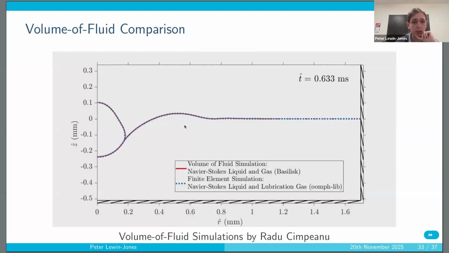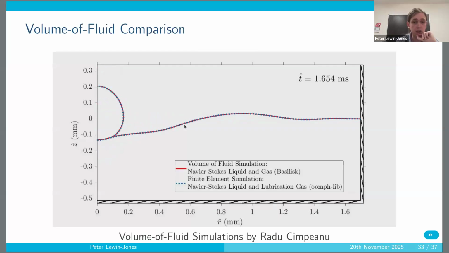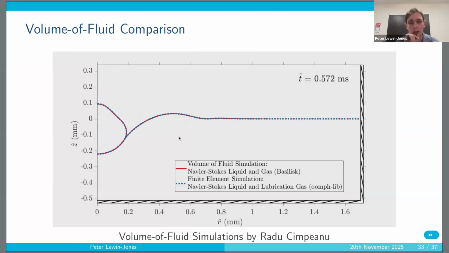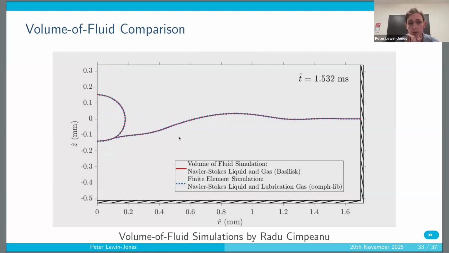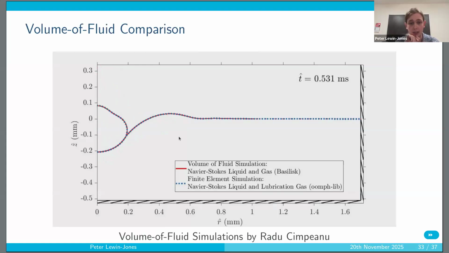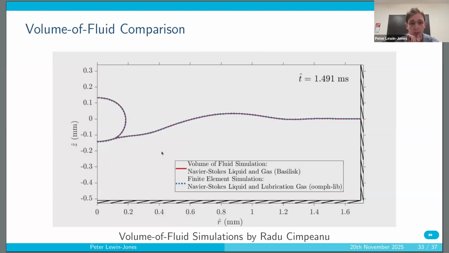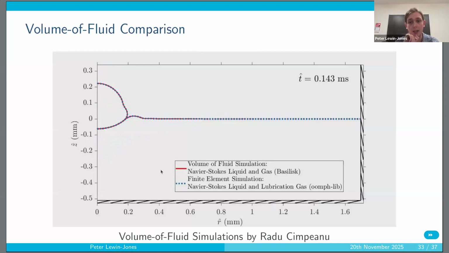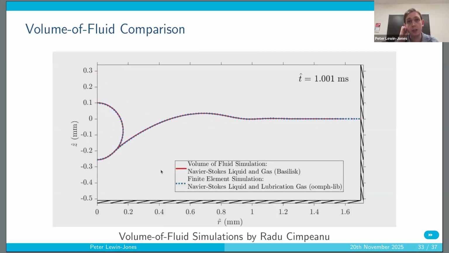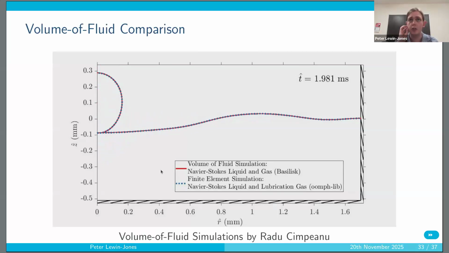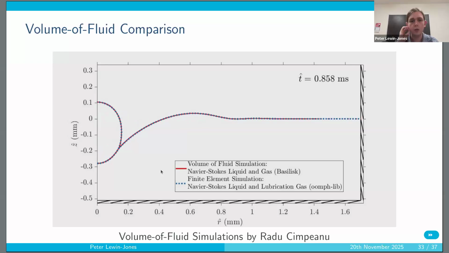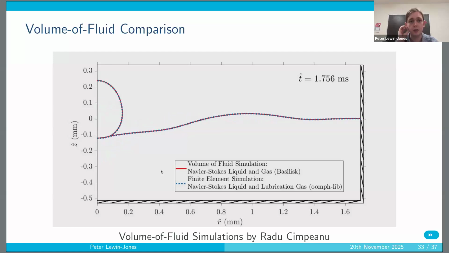What we've also done is some benchmarking against other simulation methodologies. Here I've got a comparison to a volume of fluid method using the very widely used software Basilisk. The red is the volume of fluid simulation, and the blue is my finite element gas lubrication simulation. And excellent agreement macroscopically. We're absolutely spot on comparing these two methods, which is really impressive, although these are both theoretically solving the Navier-Stokes equations for the liquid flow, the way these two methods work is completely different.